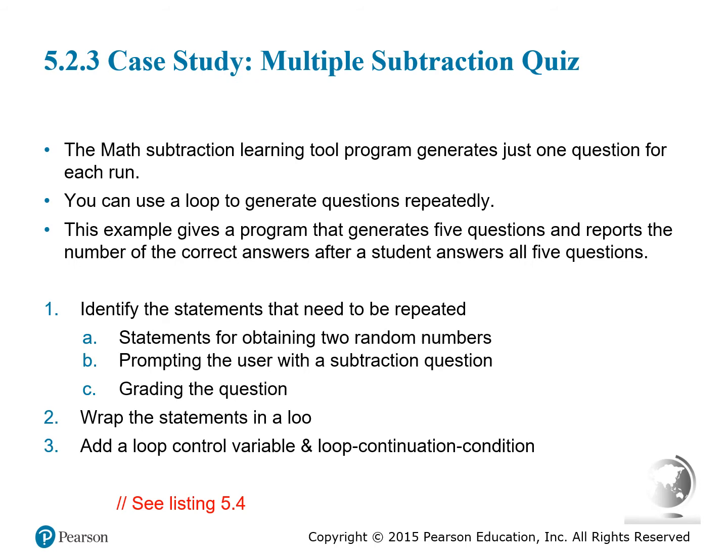In this case study, we will upgrade the subtraction quiz in listing 3.3. Previously, only one question was generated for each run of the program. In this updated version, we would like to allow a specified number of questions to be generated for each run and to report the number of questions that were answered correctly, as well as the time taken to complete the quiz. Consider listing 5.4 and answer the following questions.